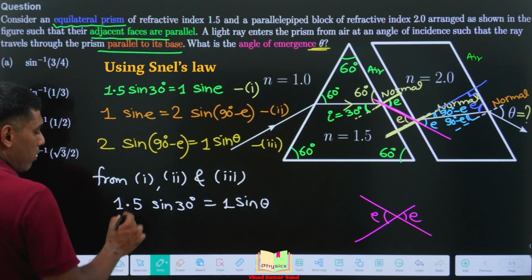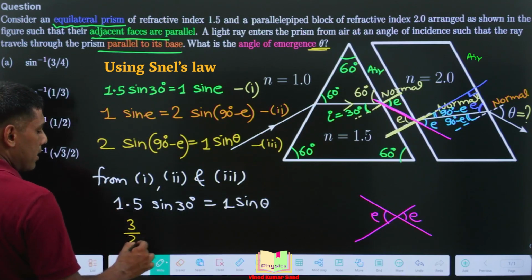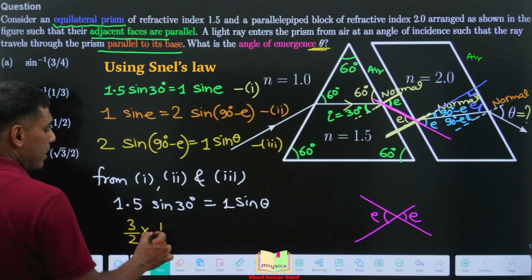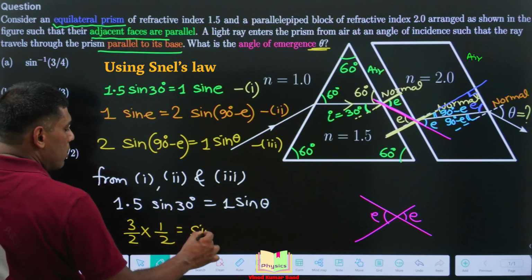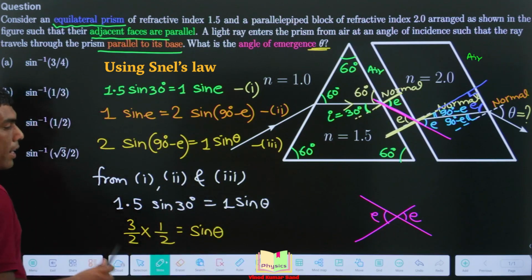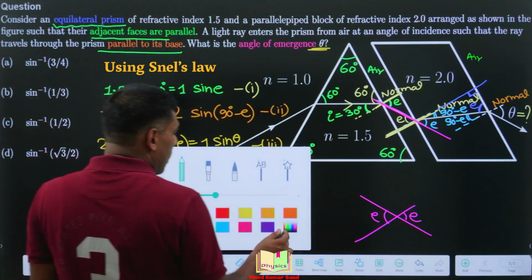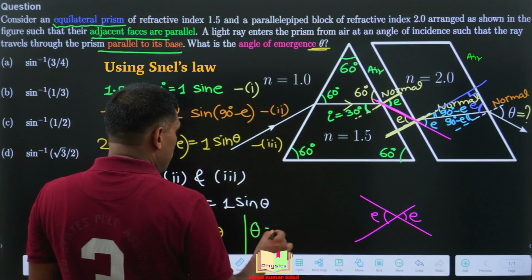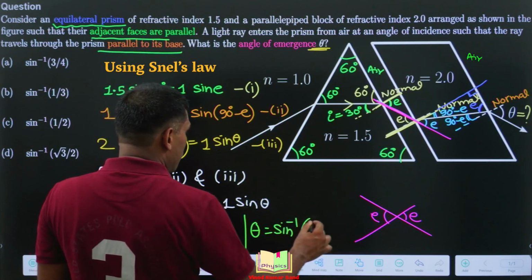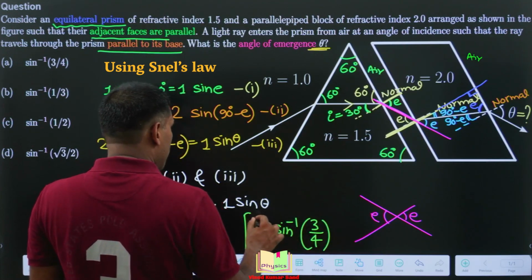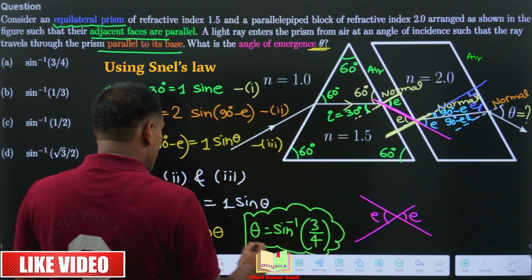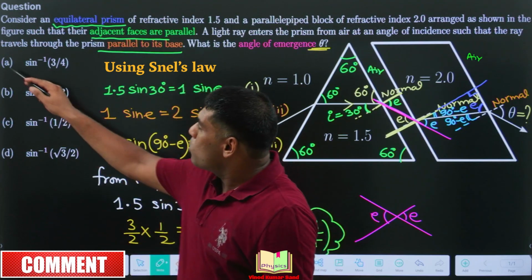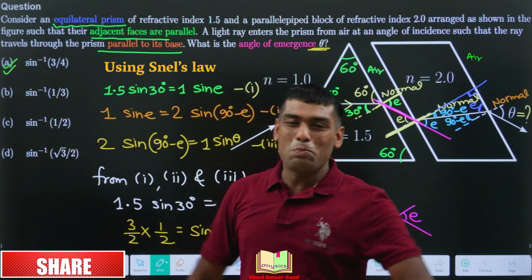So let us simplify. 1.5, I am writing it as 3 by 2, times sine 30 degree, which is 1 by 2, is equal to sine theta. Our target was to get the theta. I think we have the answer now. The theta comes out to be sine inverse 3 by 4. This is the final answer and it matches with the first option.